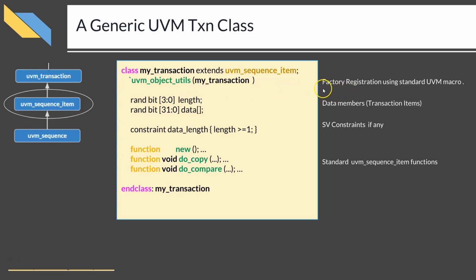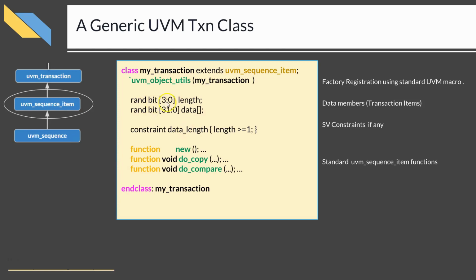After the factory registration macro, you will list down all the data members of the transaction class. Typically, those will be the transaction items that are getting exercised in a particular interface. It could be the individual items of a structure, whatever it is. And after the data member declarations, you might write constraints specific to these data members. Constraint is a SystemVerilog specific concept, and it is not new in UVM. So UVM is just using the SystemVerilog constraints. It's not necessary that you should use constraints, but typically you might want to use them, especially in transaction classes.